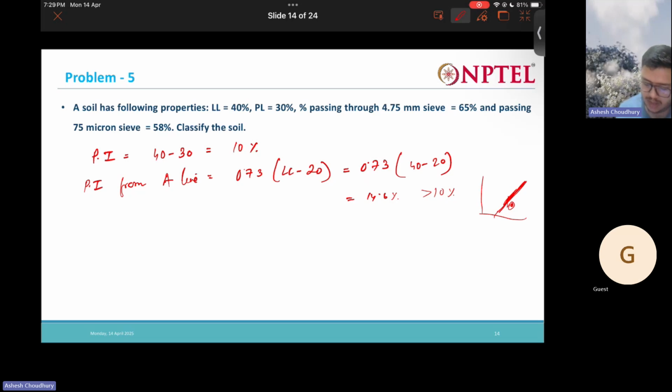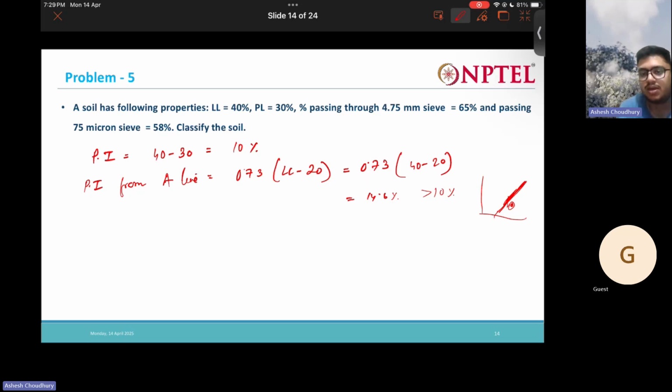You can classify. So how much is passing 4.75 mm? First you have to see that. 65% passes, so more than 50% is passing through the 75 micron sieve, so definitely it's a fine grained soil. Our kind of fine grained soil, we just saw, is a silty fine grained soil.